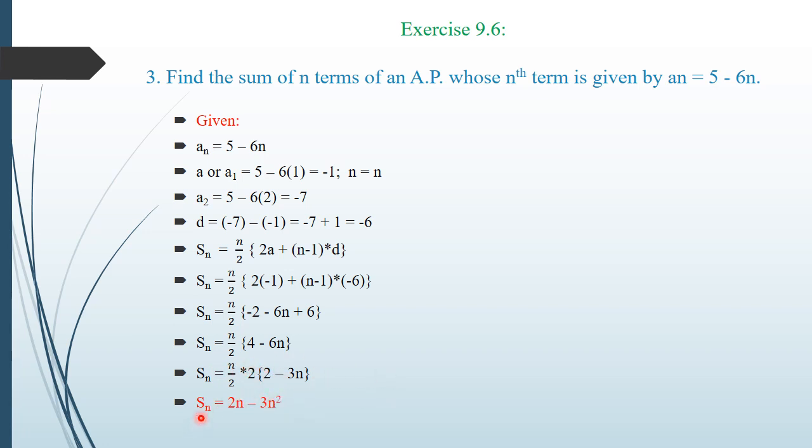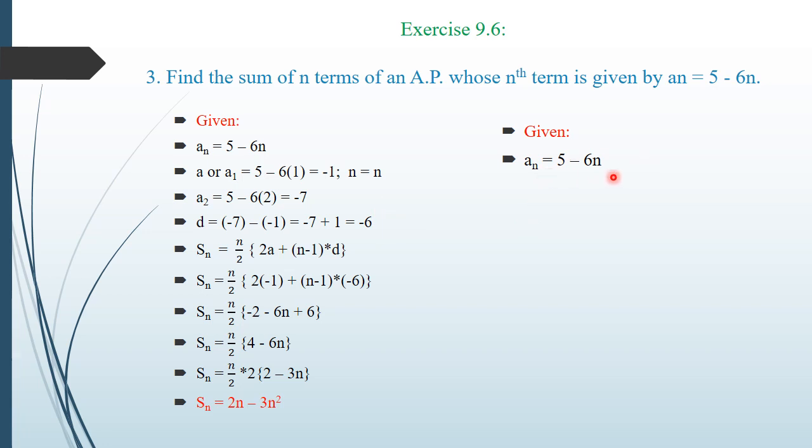Therefore, the sum of n terms of this AP is given as 2n minus 3n square. I told you we can solve this problem by two methods. Let us look into the other method. Here I need not calculate the second term and the common difference. I can directly solve this problem without calculating these two terms. Further, two steps are reduced for us.